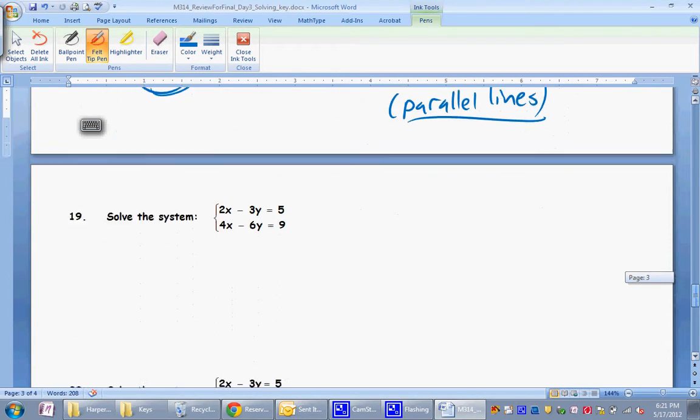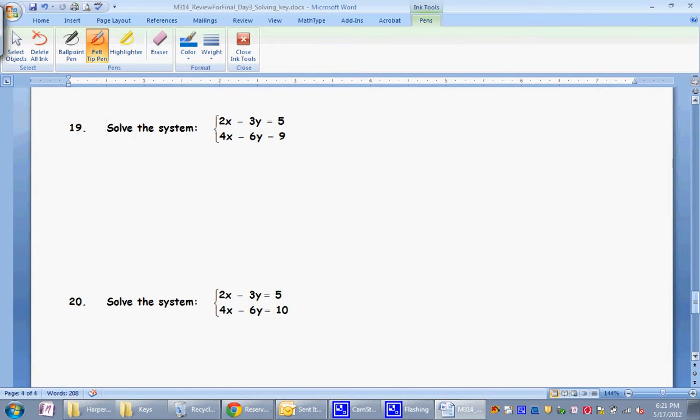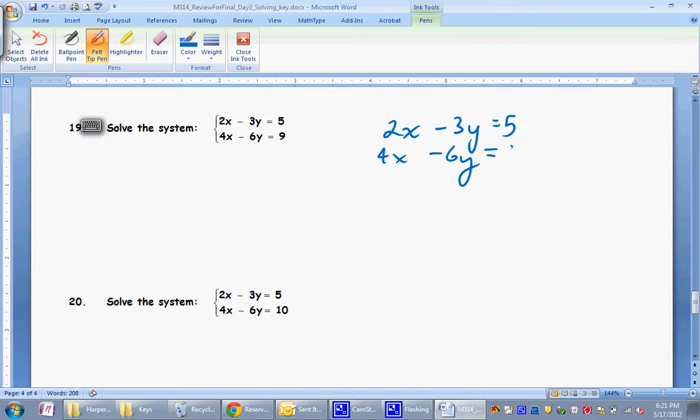Okay. Let's move on to number 19. We've got a system of equations there. Now it says solve the system. I'm going to use elimination to solve this system. If you take a look at 2x minus 3y equals 5 and 4x minus 6y is equal to 9, usually the nicest way to solve a system is to just add the two equations together. But the only way for that to work is if you have a pair of opposites. If, say, 4x and 2x were opposites, or if negative 3y and negative 6y were opposites. Of course, they're not. So we need to create a pair of opposites for ourselves.